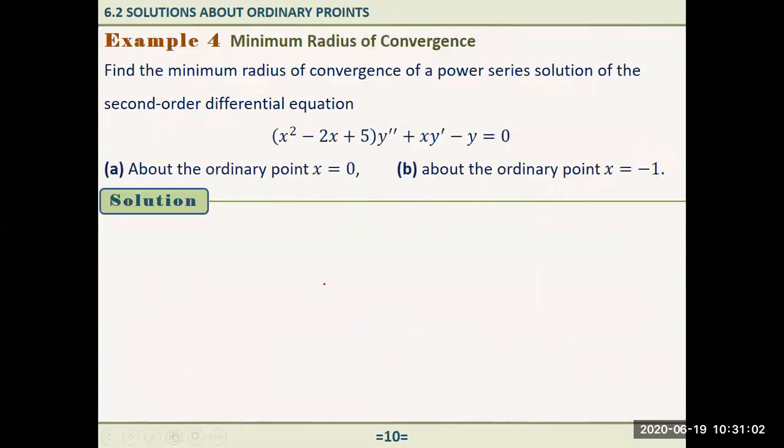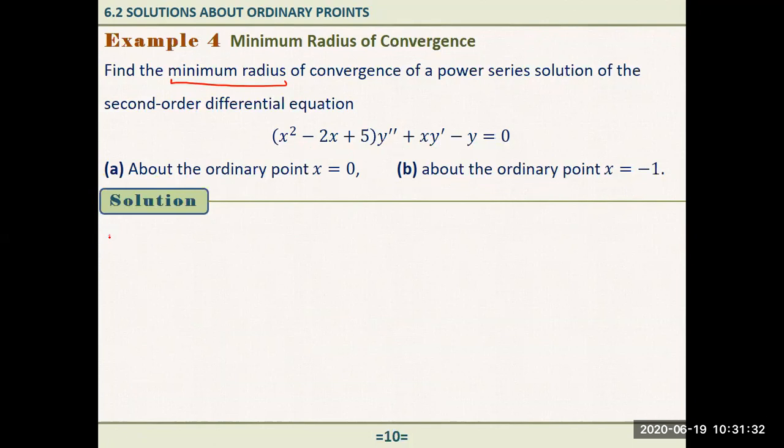Minimum radius of convergence. Find a minimum radius of convergence of a power series solution of the second order differential equation given by (x squared minus 2x plus 5) y double prime plus x y prime minus y equals 0. Part A, about the ordinary point x equals 0, and part B, about the ordinary point x equals -1.